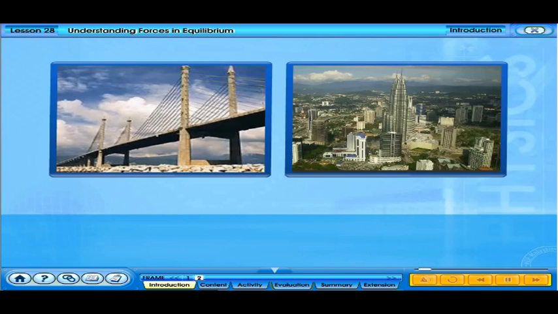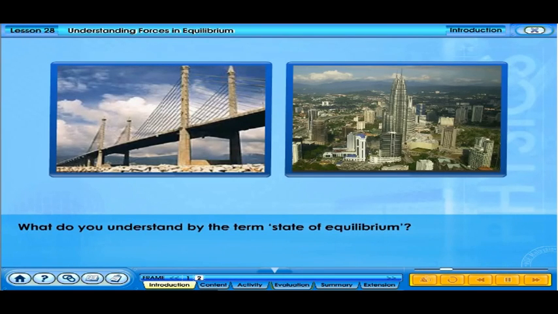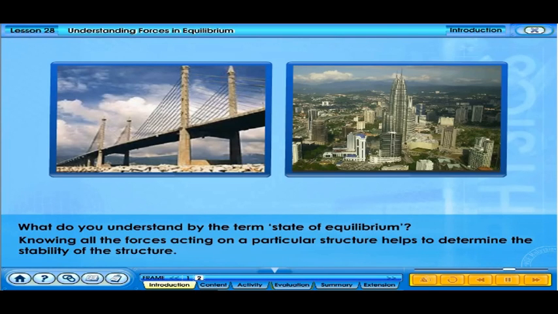Observe these various situations. What do you understand by the term state of equilibrium? Analyzing forces in equilibrium is a major part of a design engineer's work. Knowing all the forces acting on a particular structure helps to determine the stability of the structure.